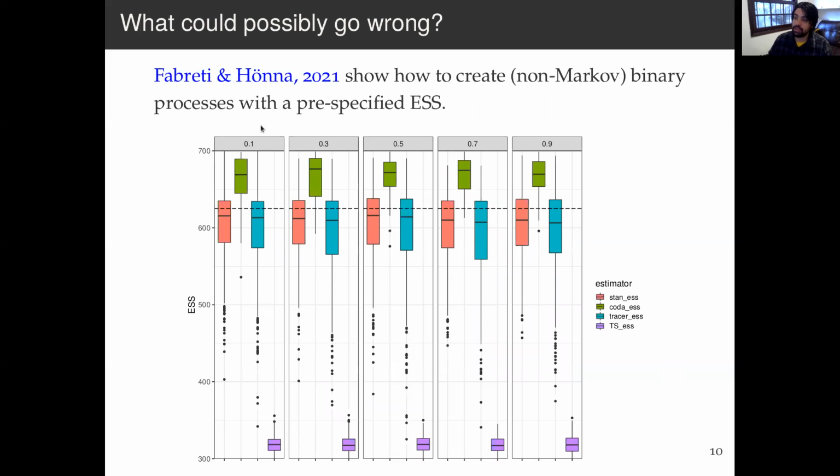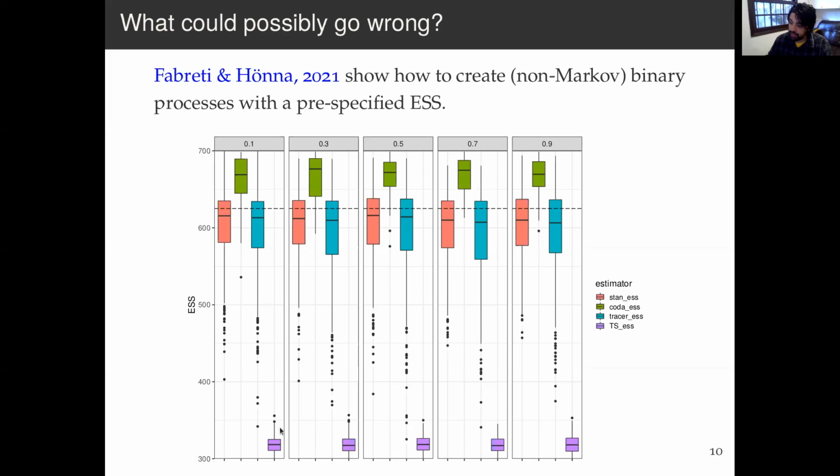Well, earlier this year, Luisa Fabretti and Sebastian Höhner published a preprint where they investigate precisely this issue, and they also have a way of generating a binary process with a pre-specified ESS, which is not necessarily Markov. So how does our method perform in that case?